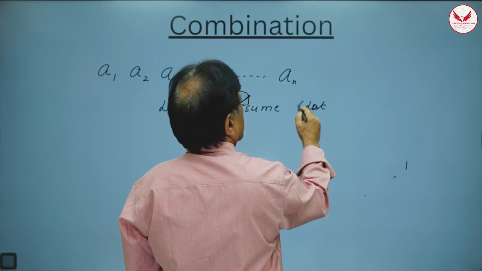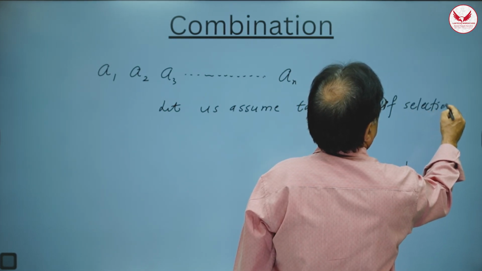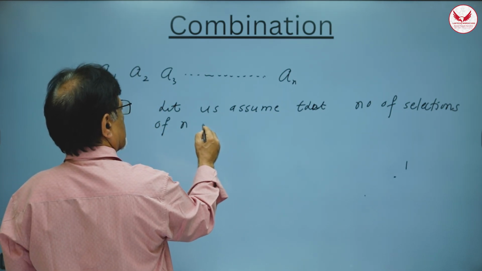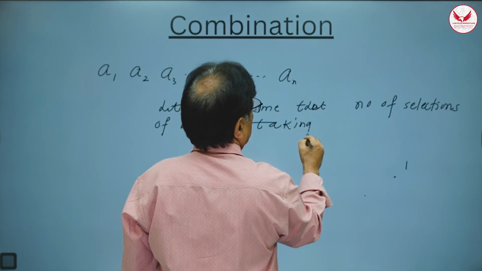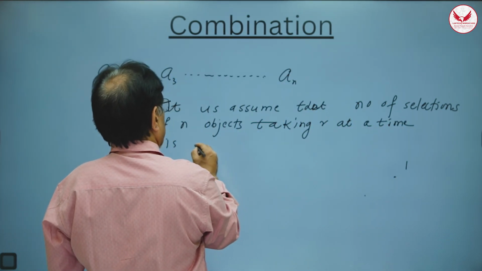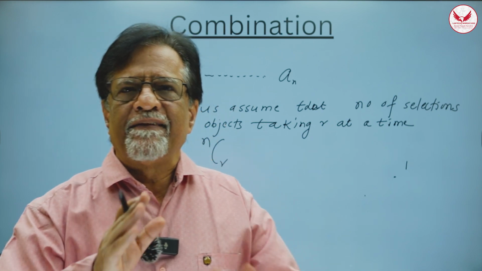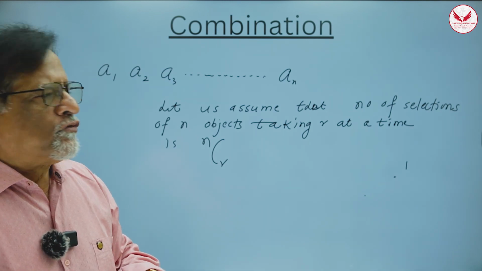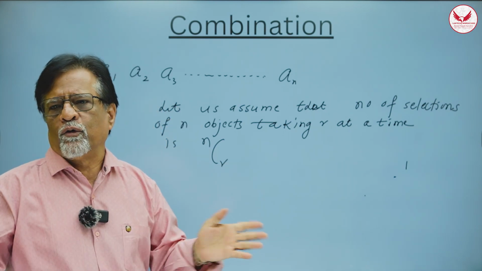that the number of selections of n objects taking r at a time is an unknown number, but I call it nCr. Okay, fine. So there are nCr number of combinations, right? That means I have selected nCr. So I have selected how many objects? r objects I have selected, right? How many ways of doing that? nCr. I do not know what nCr is.